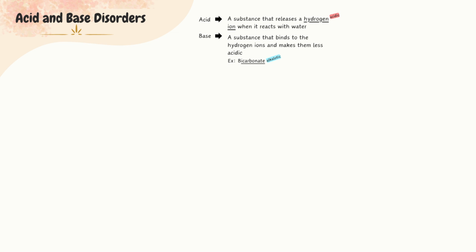However, if more hydrogen ions are being produced, or if the body is losing bicarbonate, acidosis occurs because now there are more hydrogen ions and less bicarbonate. On the other hand, if the body is losing the acidic hydrogen ions, or if it is gaining more bicarbonate, alkalosis occurs because there are now more bicarbonate and less hydrogen ions. Making sense so far? Okay, let's talk about how hydrogen ions and bicarbonates are regulated in the body.